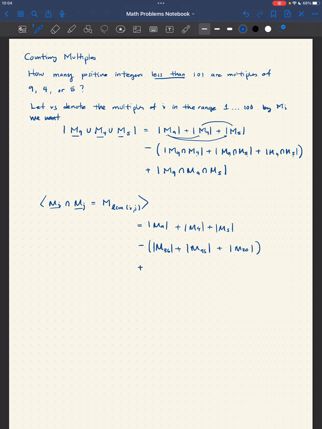And you will say plus the cardinality of all the multiples of the product of the three. Why the product of the three? Because these three are all coprime, right? They have no common factors. So we would say that this is 180.